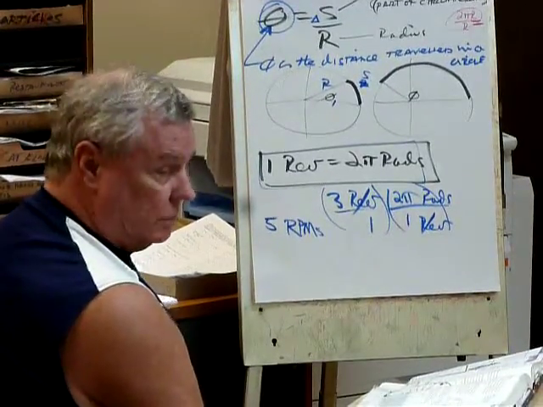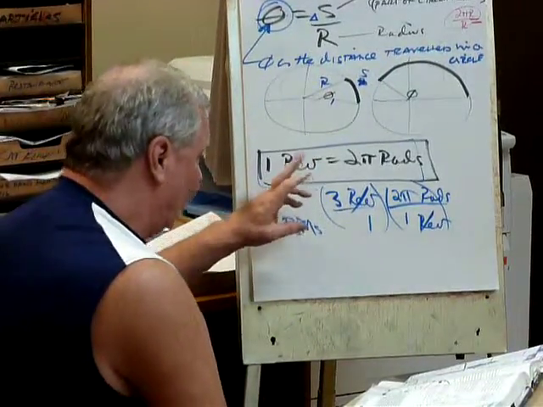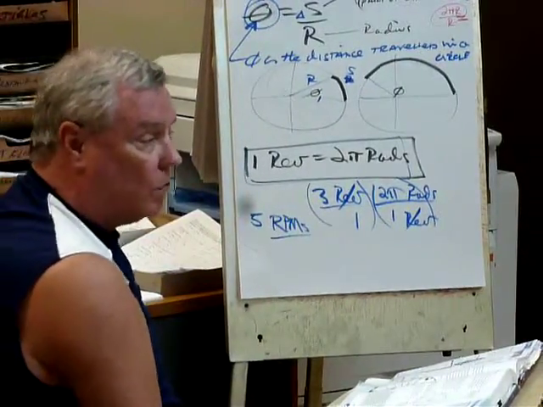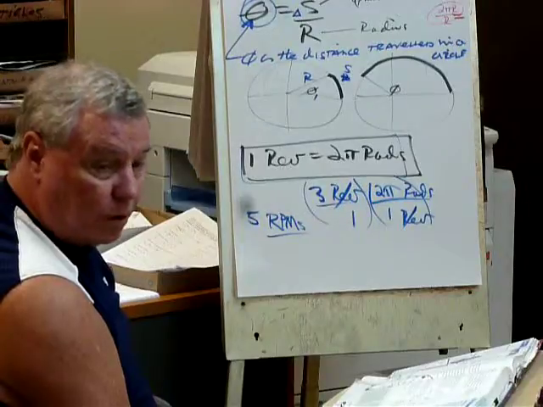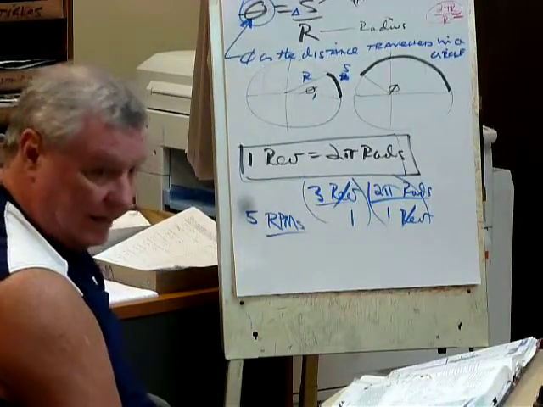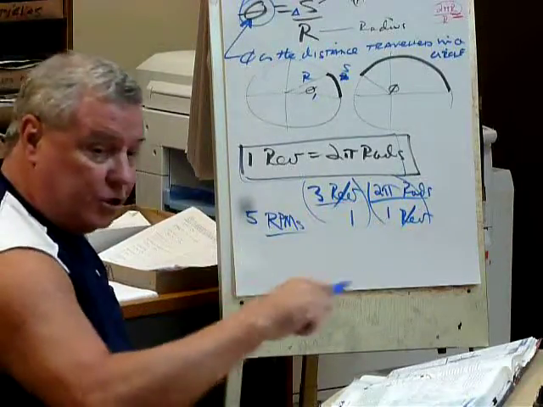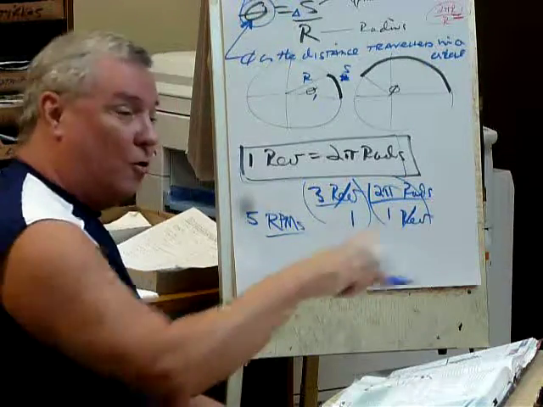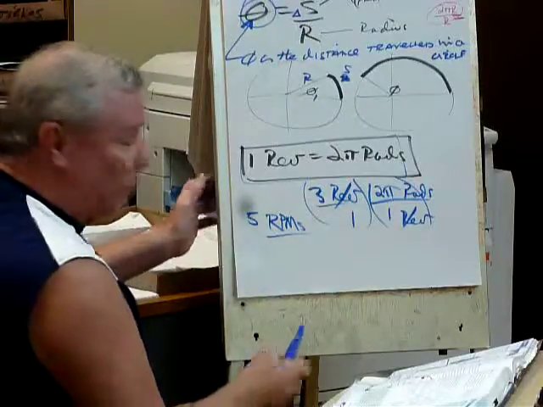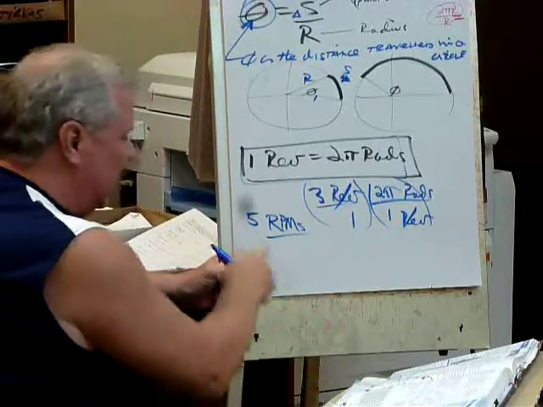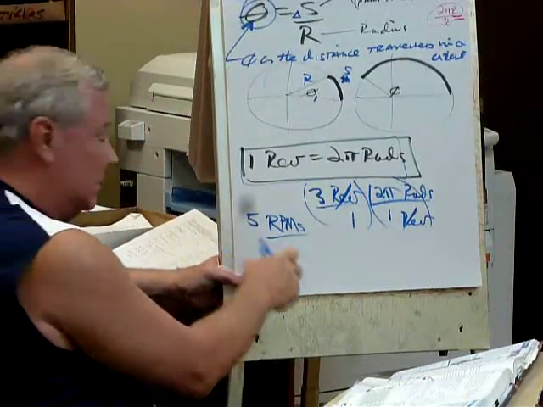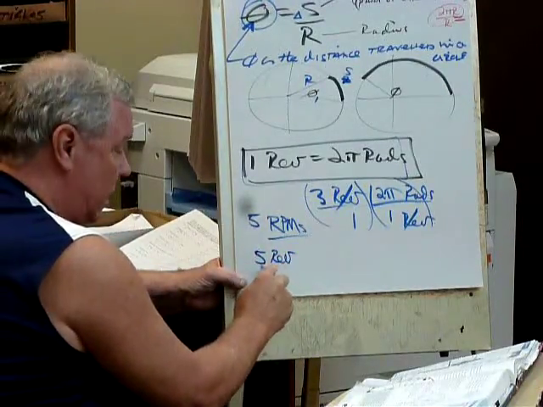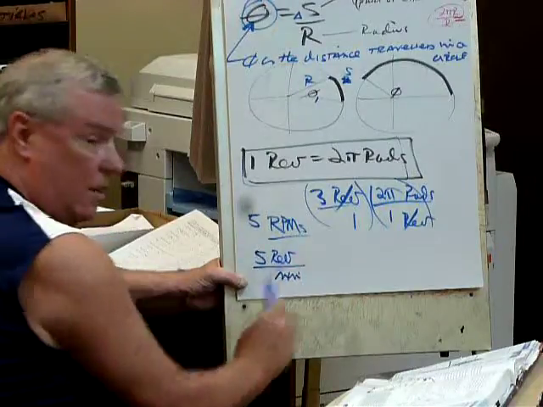Now the other conversion, over and above revs to rads, is RPMs. RPMs, old school, revolutions per minute. Turntables. They used to go around and around and around. So the old one was like 33 1/3 RPMs. Let's just do 5 RPMs. So we got 5 what? Revolutions per minute.